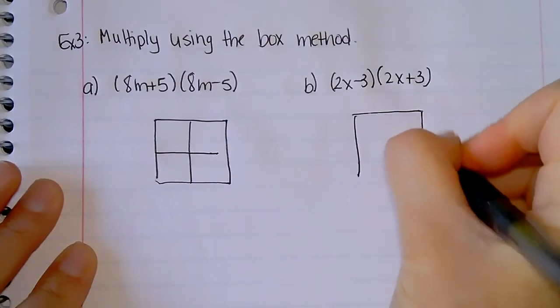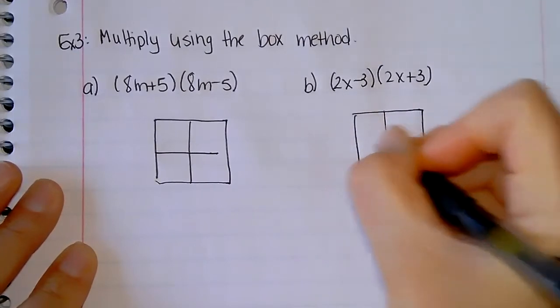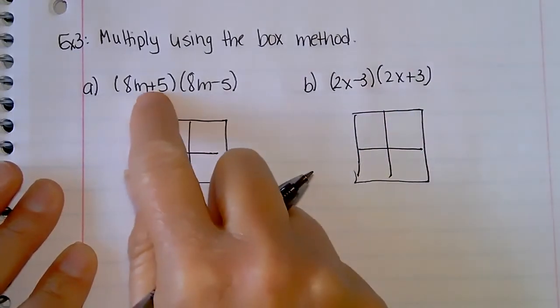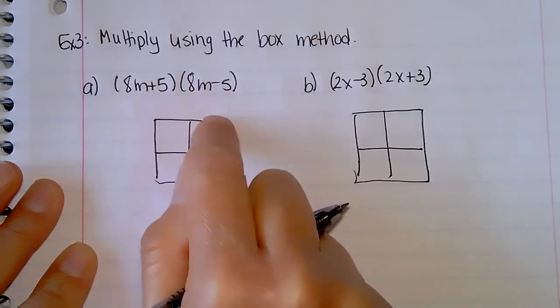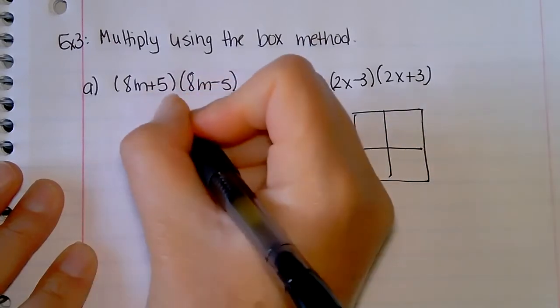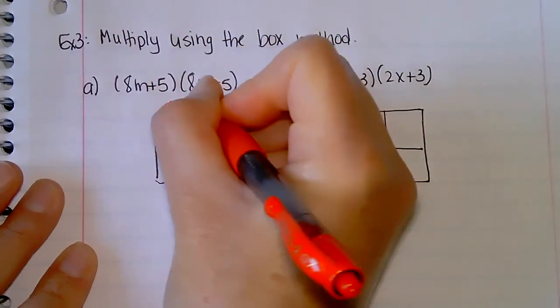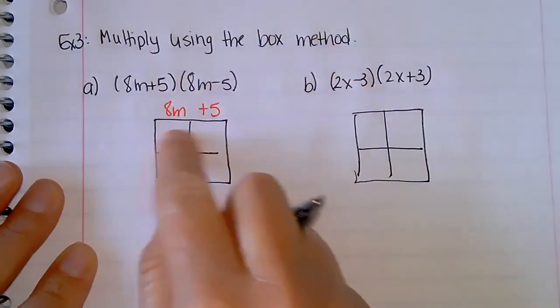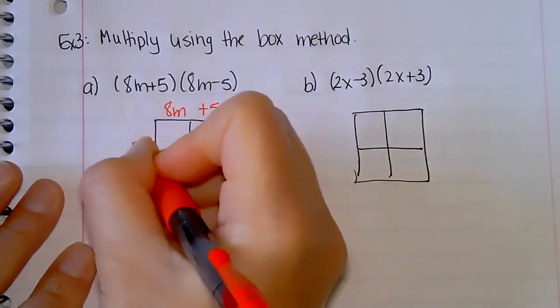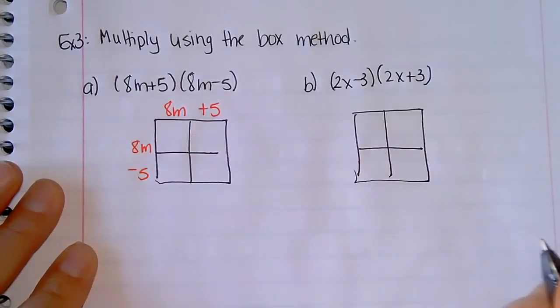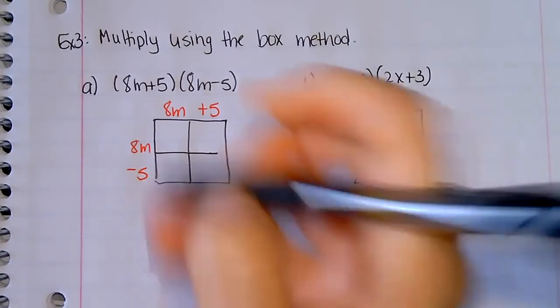And I know how many boxes I need by how many terms I have. I have 2 terms here and 2 terms here, 2 by 2. And it doesn't matter if I do my 8m plus 5 on the top or on the side. Okay, one of them's going to be on the top. The other one's going to be on the side. And then I'm going to multiply this out.